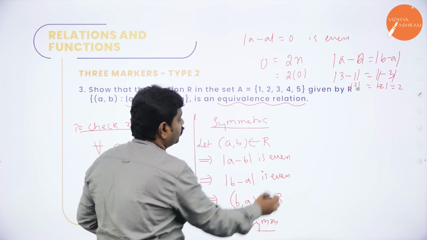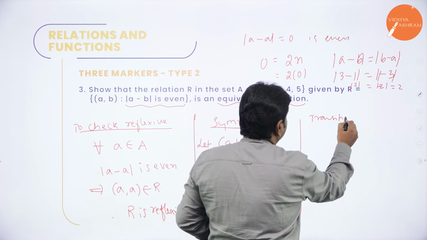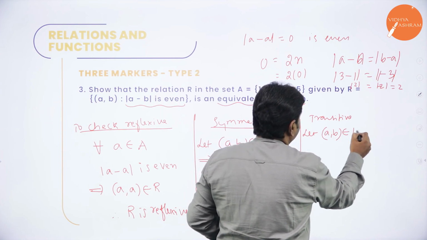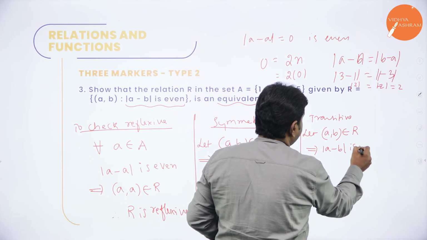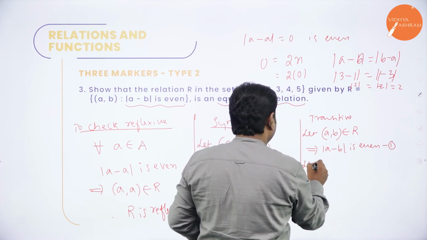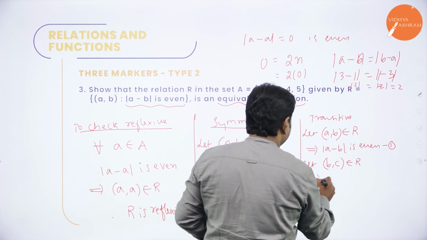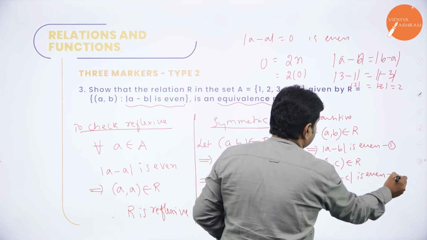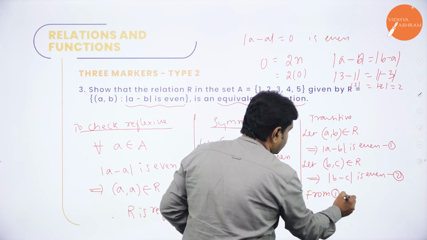Then we need to prove transitive. So, transitive. Let A comma B belongs to R. What does it mean? That implies mod A minus B is even. Call it as 1. Then let B comma C belongs to R. Mod B minus C is even. Call it as 2. From equation 1 and 2, what is the conclusion?